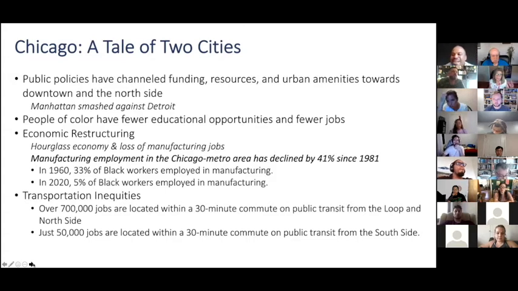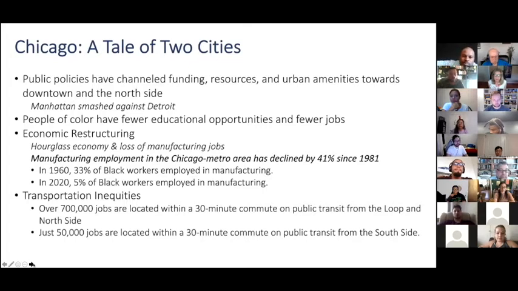And by an hourglass economy, what we mean is that wealth is increasing, poverty is increasing, and the middle class is shrinking. And manufacturing has dramatically decreased in Chicago. So these good paying sort of union wage jobs have disappeared by 41%. You can go back to 1960 and you find that 33% of Black workers are employed in manufacturing. Today, it's only 5%.